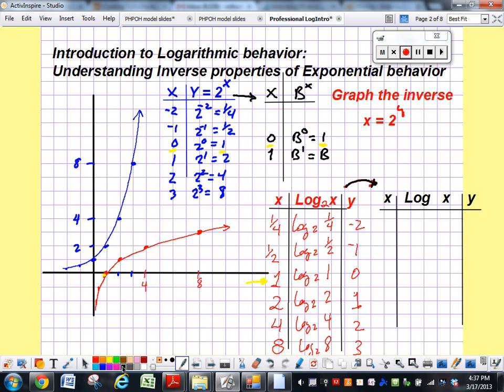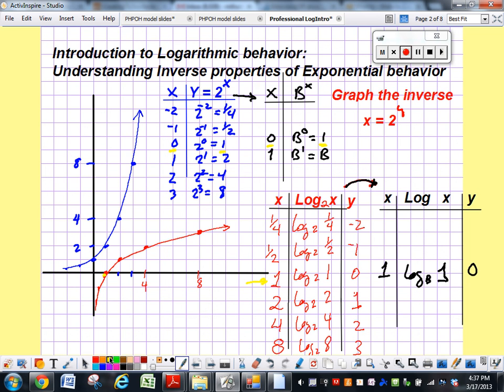So we have our first rule of logarithms. That should make total sense to you, because every exponent goes through 0, 1. Every logarithm has to go through 1, 0. So no matter what the base is, log of any base of 1 gives us a 0.